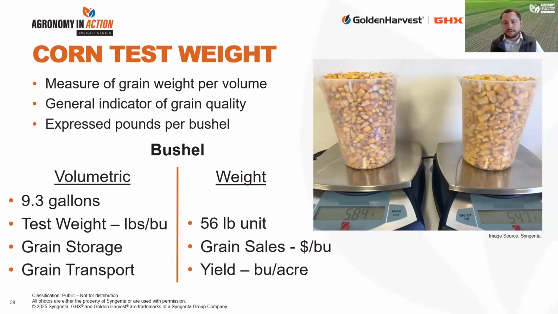Big kernels don't always mean big yields, and vice versa. Small kernels don't always mean low yields. But I think the take-home message here is, in general, the larger the kernels, typically the lower the test weight we'll have, because there's less that can fit into a volumetric area. On the flip side, the smaller the kernels tend to be, the heavier the test weight products that we can have.